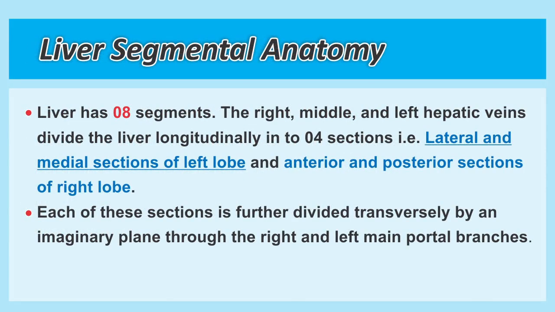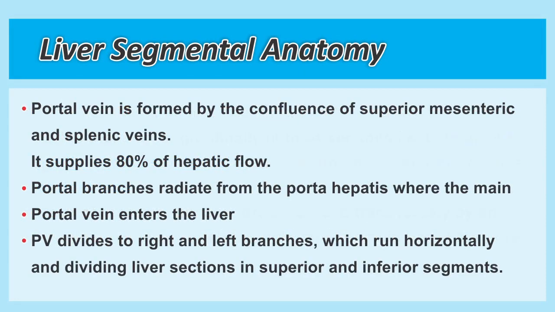The liver has 8 segments. The right, middle and left hepatic veins divide the liver longitudinally into 4 sections: lateral and medial sections of the left lobe, and anterior and posterior sections of the right lobe. Each of these sections is further divided transversely by an imaginary plane through the right and left main portal branches.